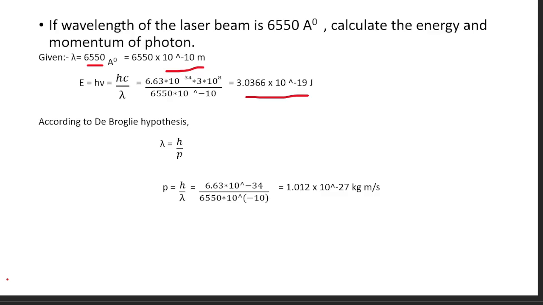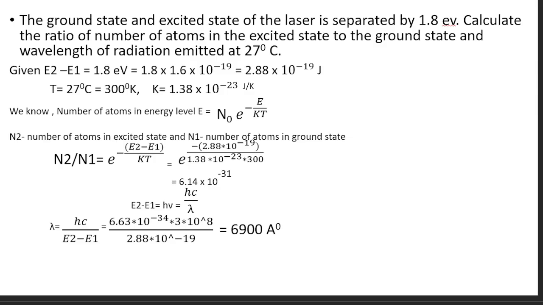Now we have to calculate the momentum of the photon. For calculating the momentum of the photon, we can use the de Broglie hypothesis, that is lambda equals h upon p. By rearranging this formula, we get p equals h upon lambda. We know the value of h, we know the value of lambda. After putting in those values, I will get the momentum of the photon as 1.012 into 10 raised to minus 27. So this is the momentum of the photon.